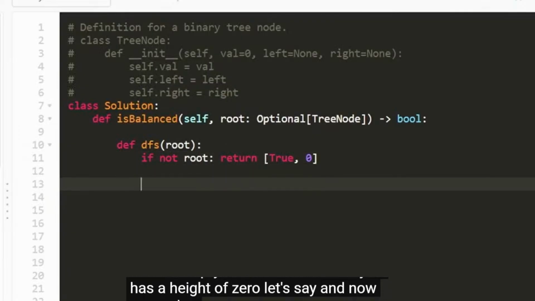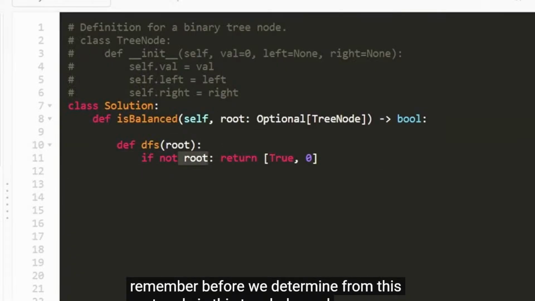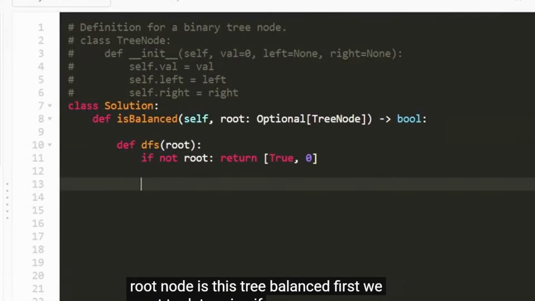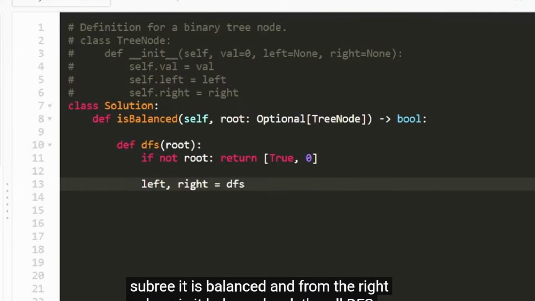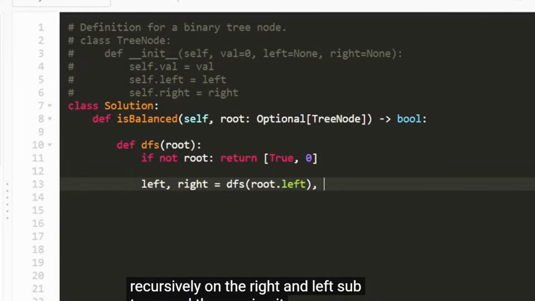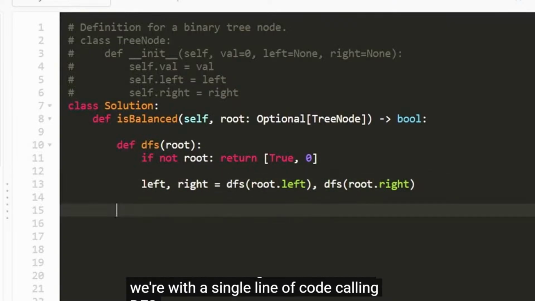And now remember, before we determine from this root node whether this tree is balanced, first we want to determine if the left subtree is balanced and if the right subtree is balanced. So let's call DFS recursively on the right and left subtrees and then assign the results to the variables left and right. So that's what we're doing with this single line of code, calling DFS on both subtrees.